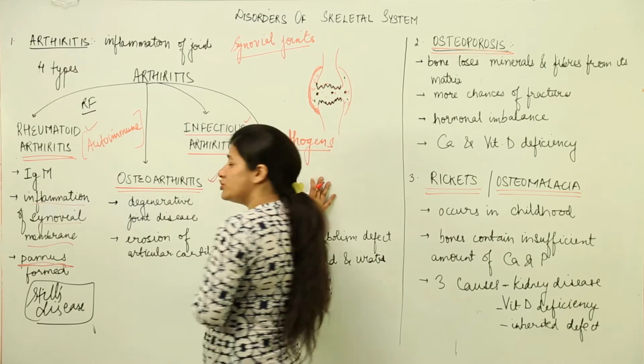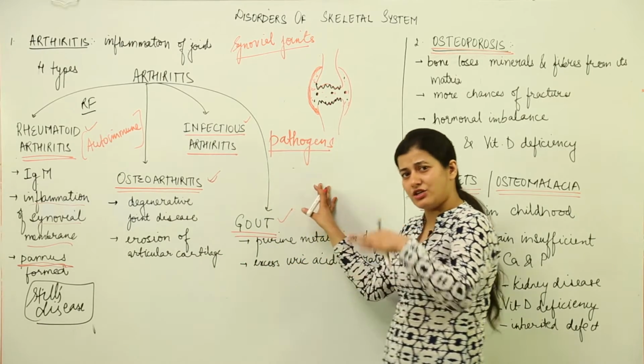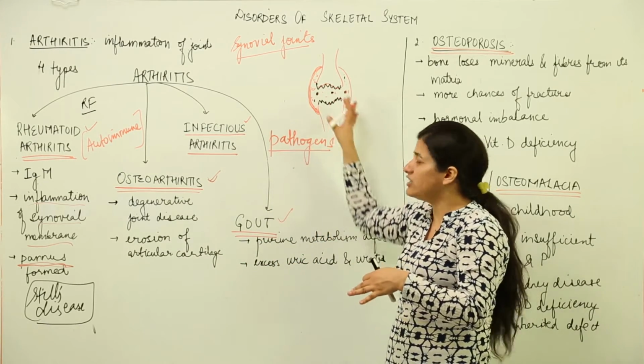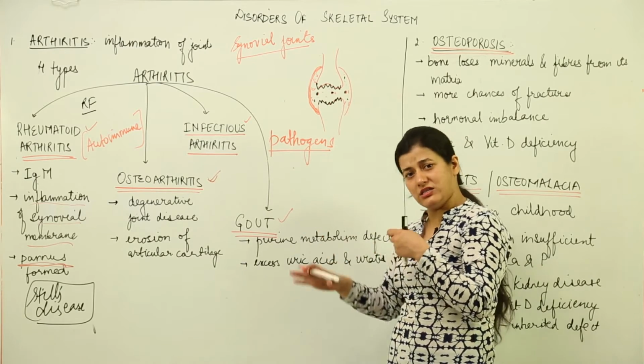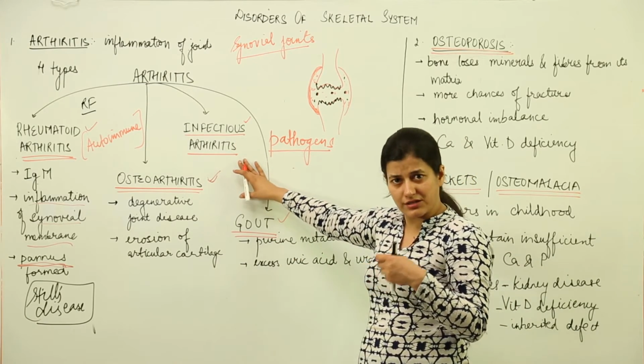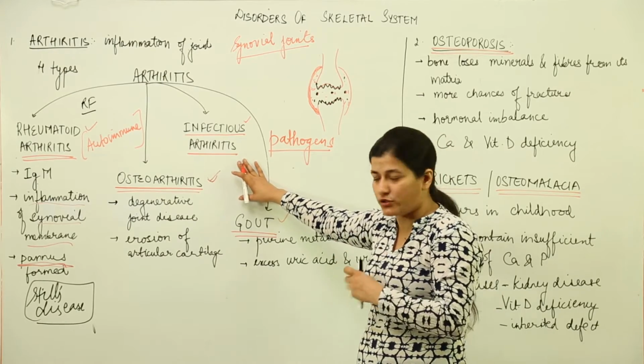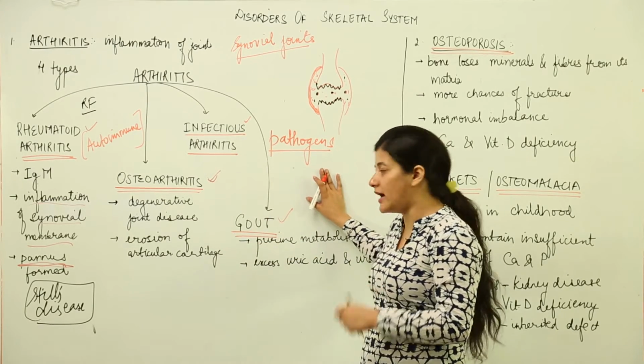It would reach the joints and accumulate there, and that accumulation would lead again to the degeneration of the articular membrane and pains in the joint. So the infectious arthritis, pardon me, is pathogenic. Now the last one is gout.